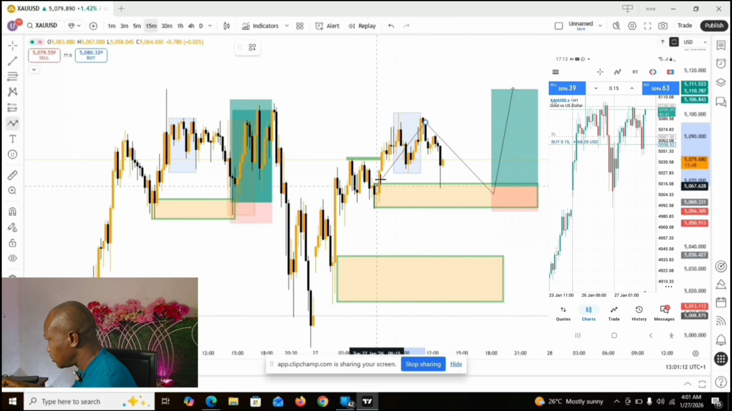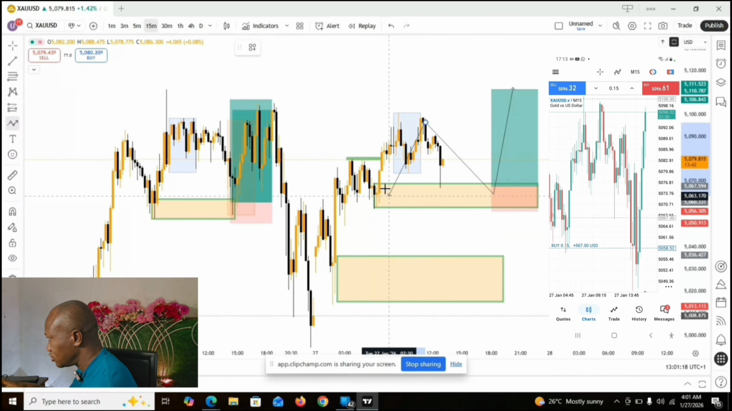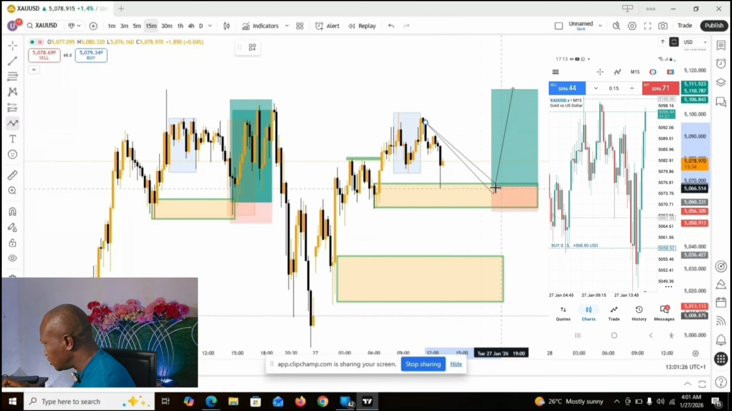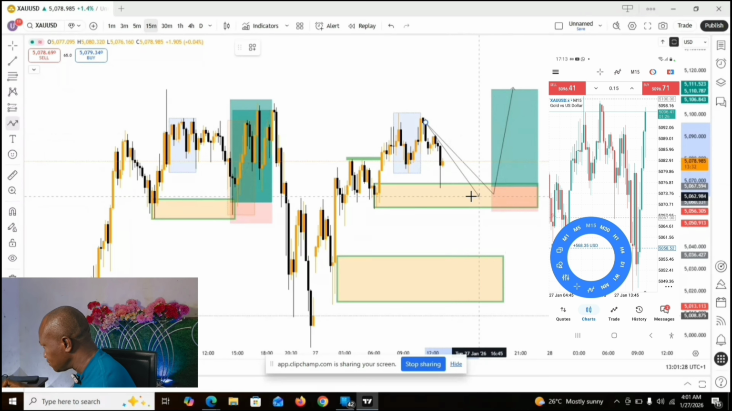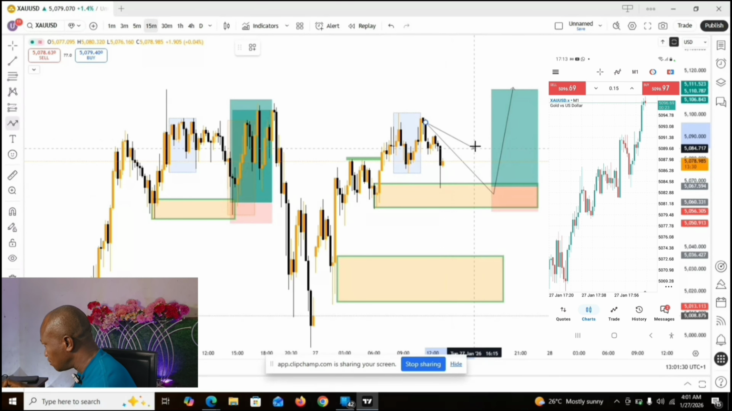Look at this zone. There is a fair value gap here. This fair value gap and this other block is what motivated me to take this trade, believing that once price comes to this zone, price will push up. That's how I put this pending order here. And immediately price came here, price pushed up. Price is pushing up right now.